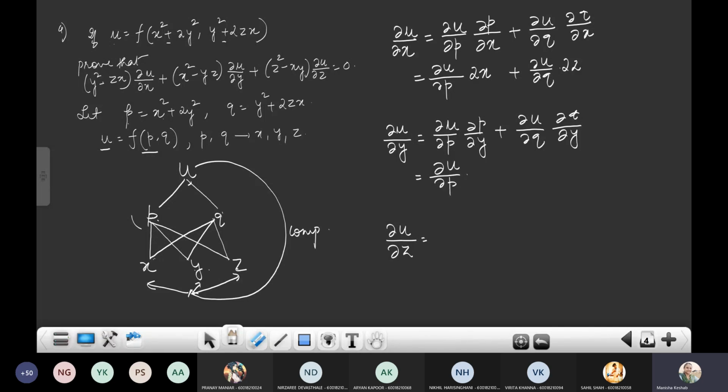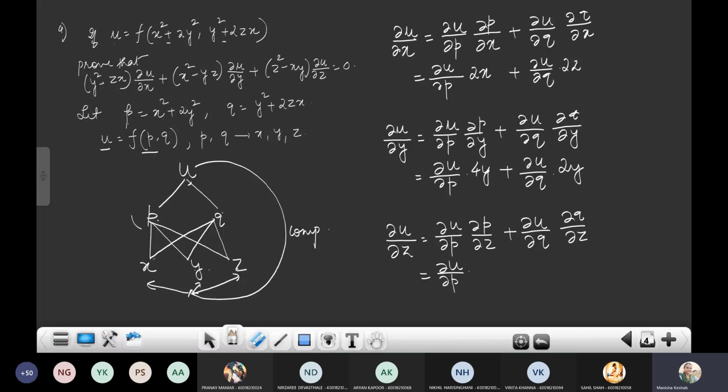So what is ∂p/∂y? 4y, plus ∂u/∂q into ∂q/∂y. ∂q/∂y is 2y. Similarly, we will get ∂u/∂p, then p with respect to z, plus u with respect to q and then q with respect to z. So ∂u/∂p into ∂p/∂z, and there is no z term there, so it is 0, plus ∂u/∂q into q with respect to z. So that is what?